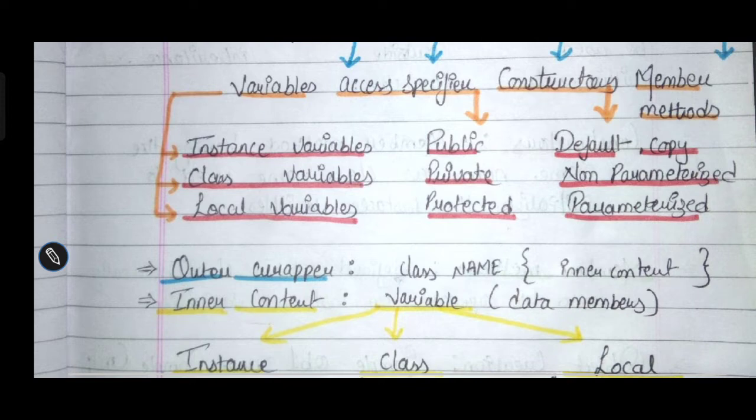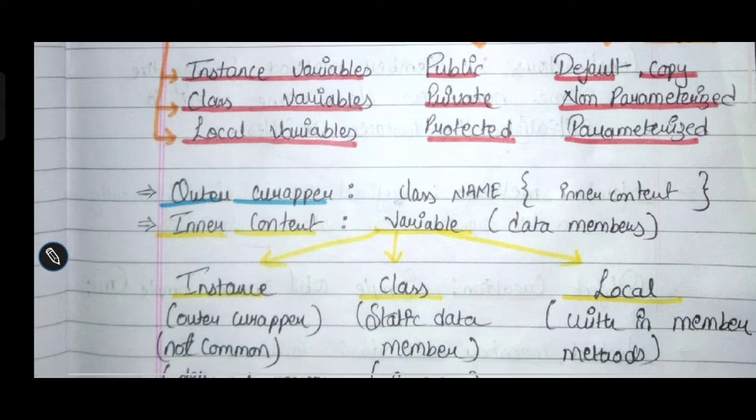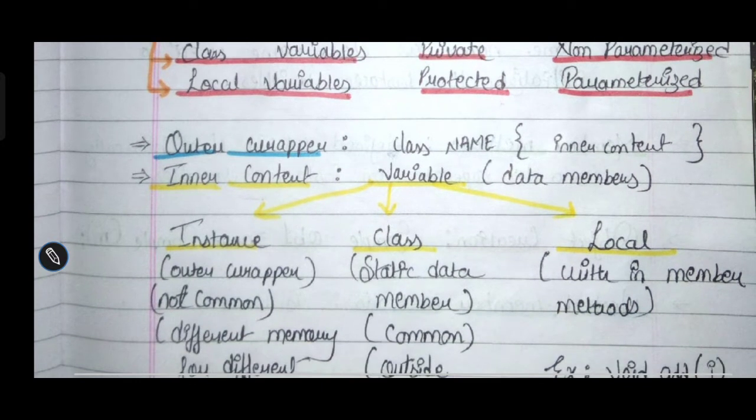Outer wrapper, as I told, is the class name with the curly braces in which the whole program is wrapped. Okay, internal content. First, internal content contains variables, also known as data members. Three types of variables are there: instance, class, and local.